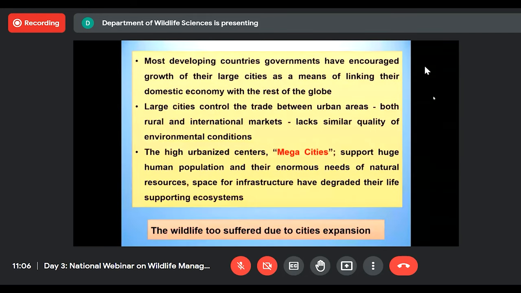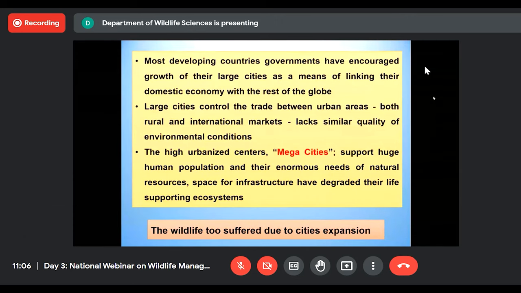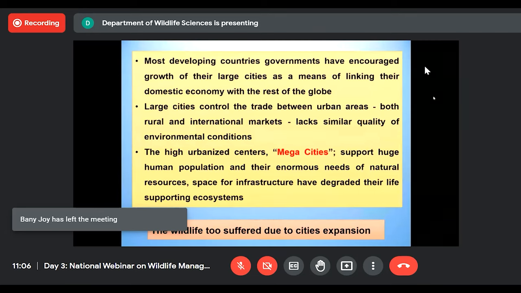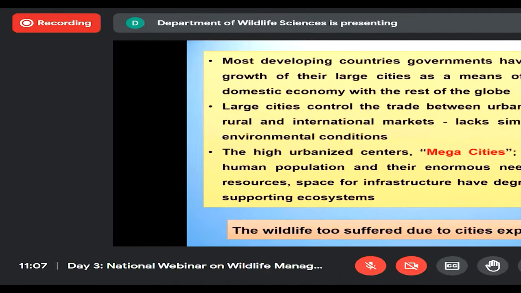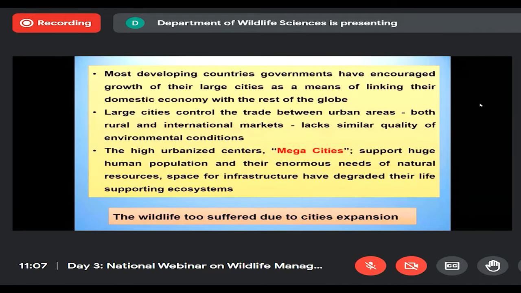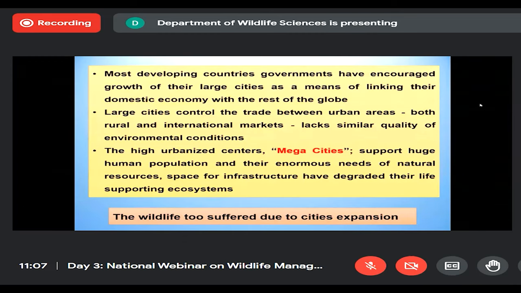Most developing countries' governments have encouraged growth of their large cities as a means of linking their domestic economy with the rest of the globe. This is a need of the hour, and it has been happening for a long time. Large cities control the trade between urban areas, both rural and international markets, but they lack similar quality of environmental conditions as the suburbs or other areas have. Highly urbanized centers like mega cities support huge human populations and enormous needs of natural resources. The space for infrastructure has degraded their life supporting systems, and wildlife too has suffered due to city expansion and human needs. Next, please.